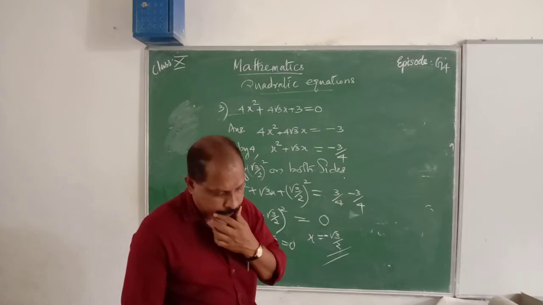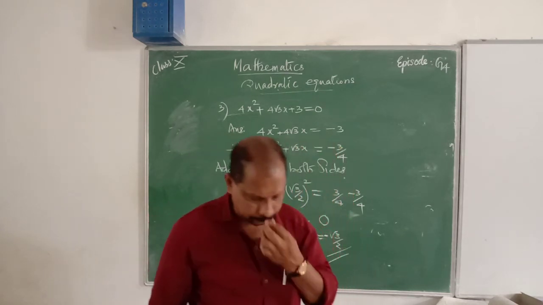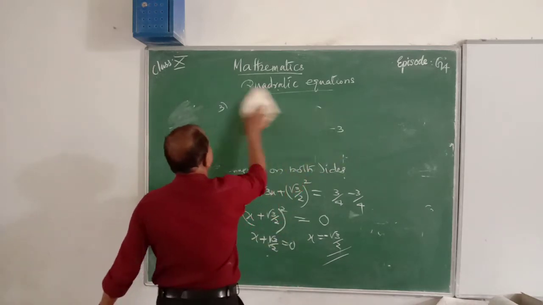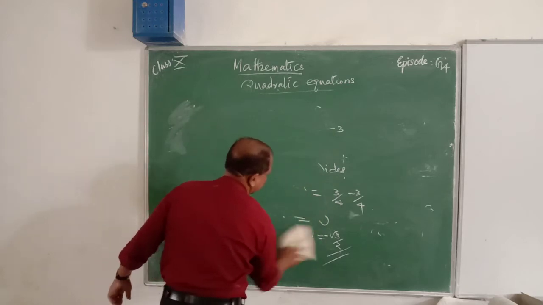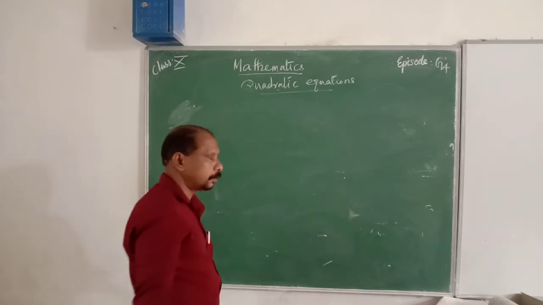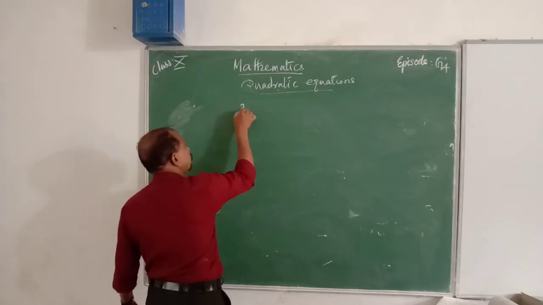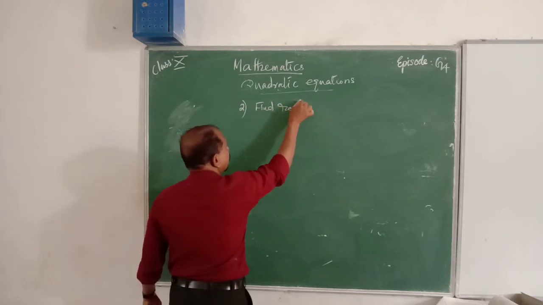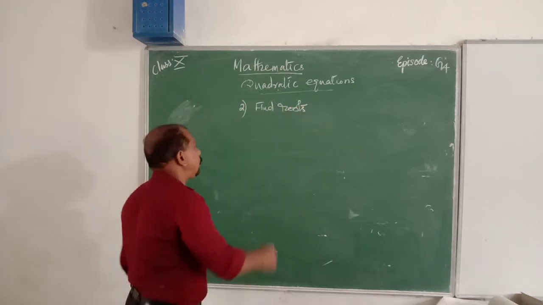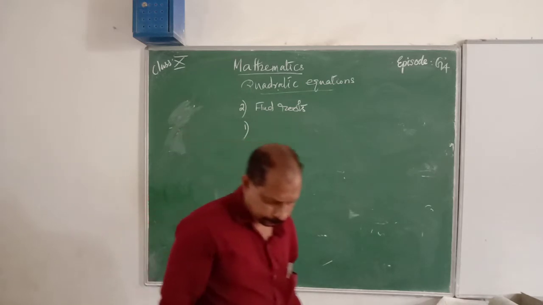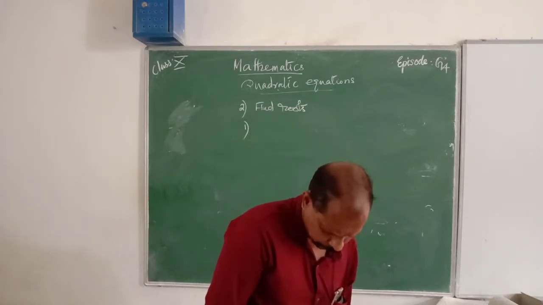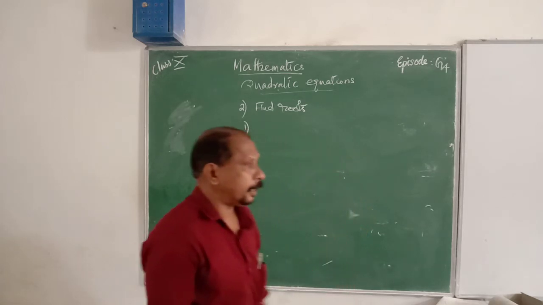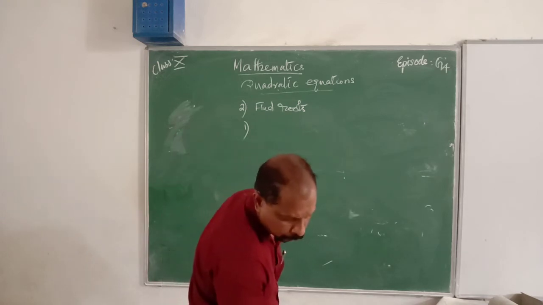Then question number 2, that is main question number 2. Find the roots of the quadratic equations. Find the roots. Question number 2, main question number 2. Find the roots. Then first question: x minus 1 by x is equal to 3.